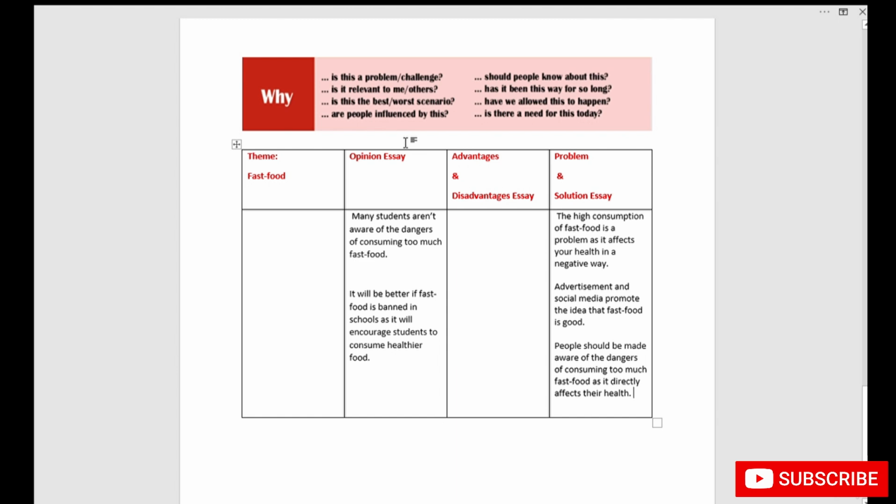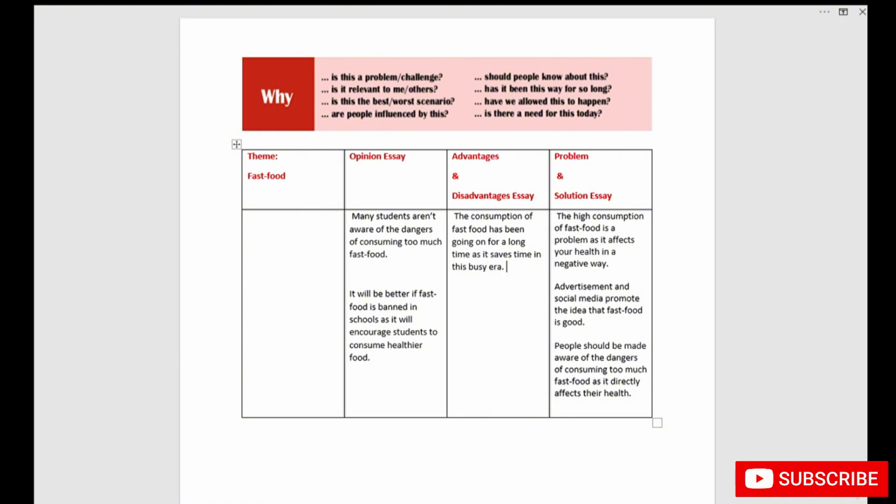So let's look at the why part. Why are people influenced by this? We said social media and advertisements. Now let's look at why has it been this way for so long, and it can go well with the advantages and disadvantages part. We can say, for example, the consumption of fast food has been going on for a long time as it saves time in this busy era.